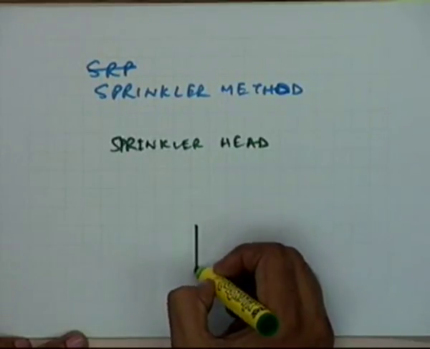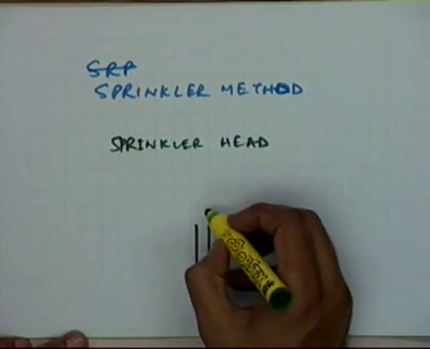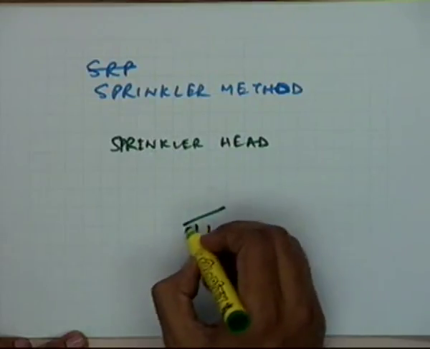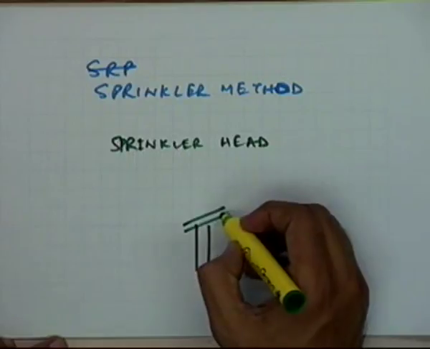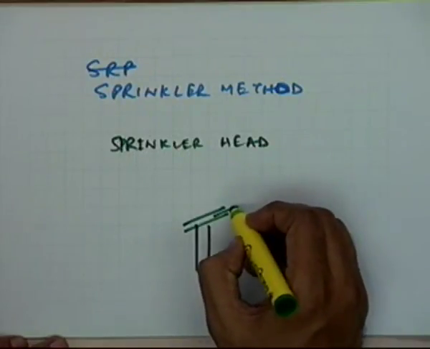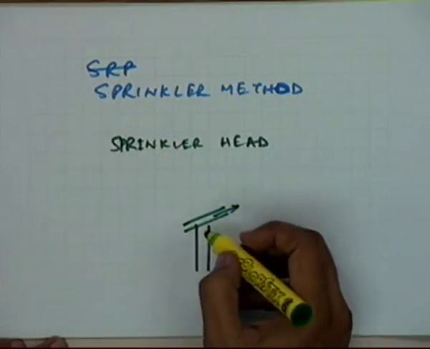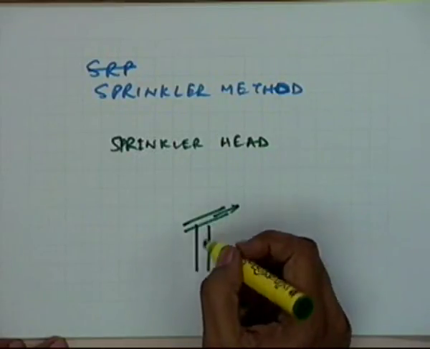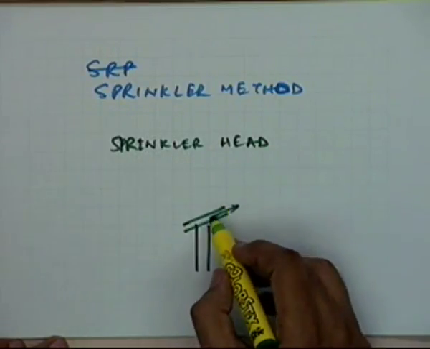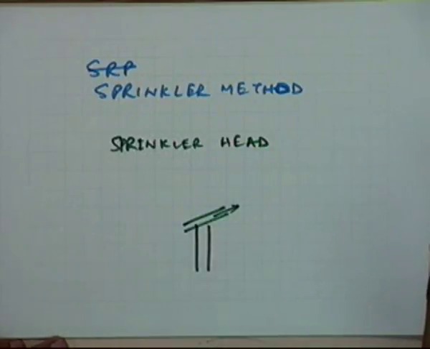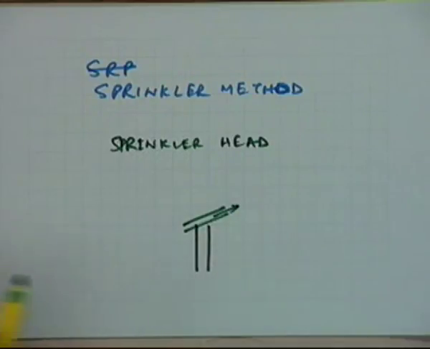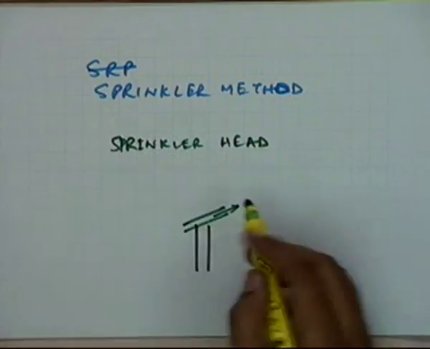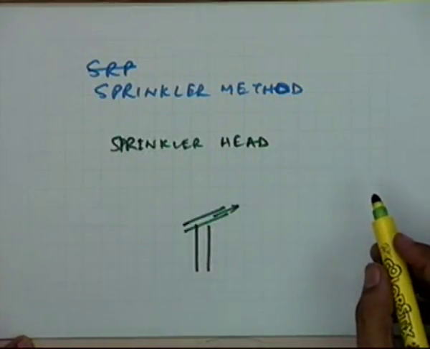This device has a sprinkler head, and there are different types of sprinkler heads. It is a device which lets the water go out. Since the water is under pressure, it goes out in the form of a jet, and that jet is broken with some mechanism so that it gets distributed in different droplets. So that is the basic philosophy of the sprinkler head.